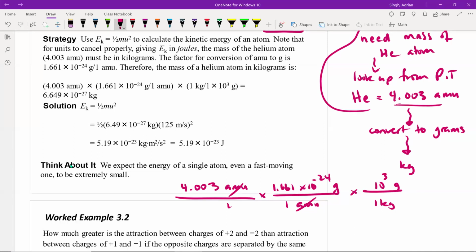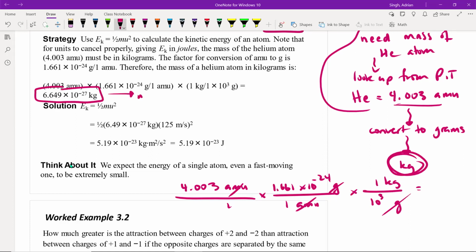Whoops, I have my unit in the wrong place. My apologies. The unit should tell you where to put them. So 1 kilogram actually goes on top, because we want kilogram as our unit. So that has to go in the numerator, and then that's 1,000 or 10 to the 3 grams. So grams go away, and we end up with kilograms as our unit. We evaluate that, and we end up with a very, very small mass.